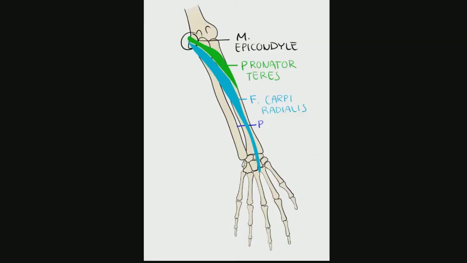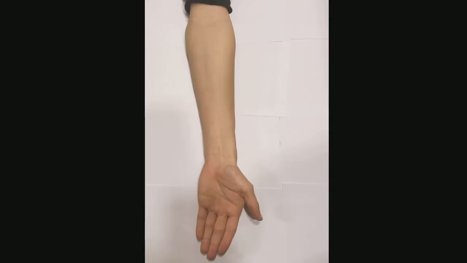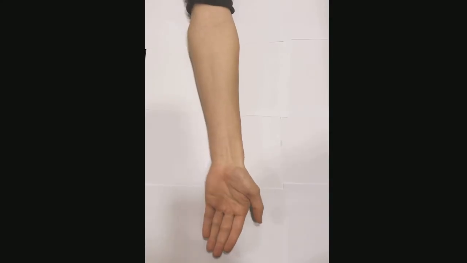The next muscle is the palmaris longus, shown in dark blue. This muscle is actually absent in roughly 15% of the population, originating from the medial epicondyle and attaching to the flexor retinaculum of the wrist. The flexor retinaculum is a fibrous band of tissue on the palmar side of the wrist, which forms the carpal tunnel and prevents bowstringing of the muscles. It is innervated by the median nerve and acts to flex the wrist.